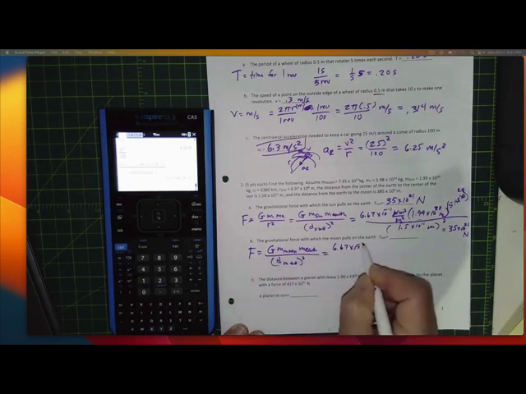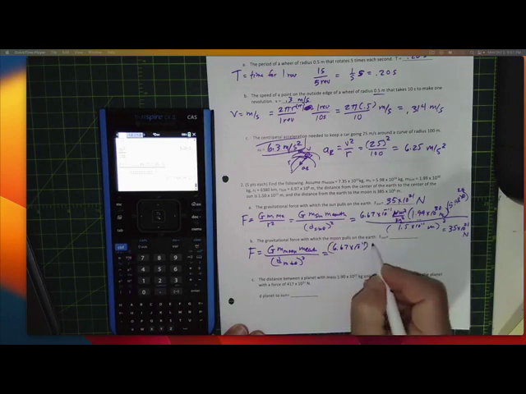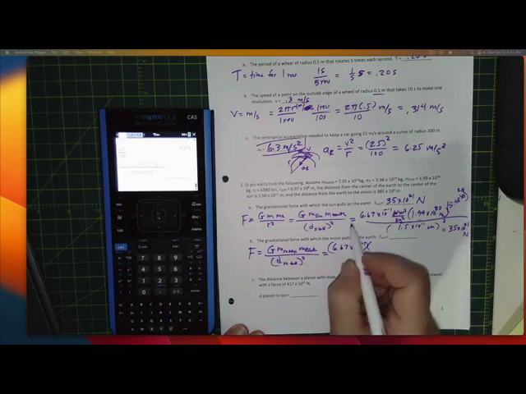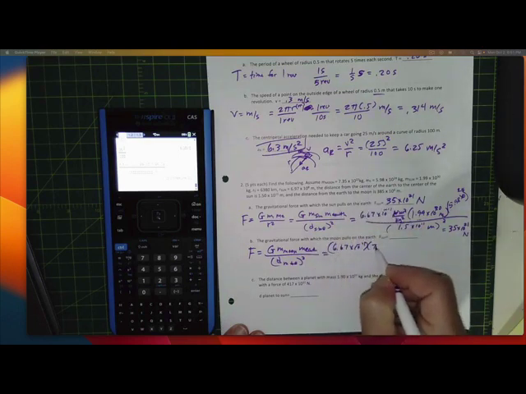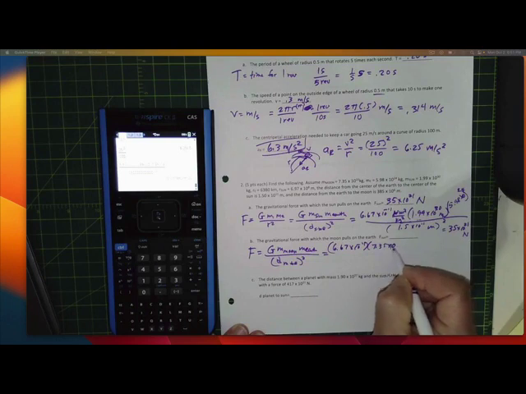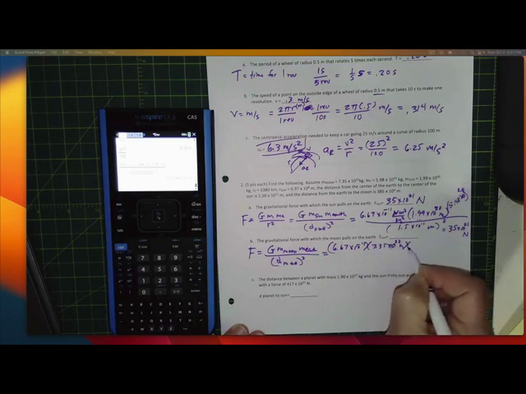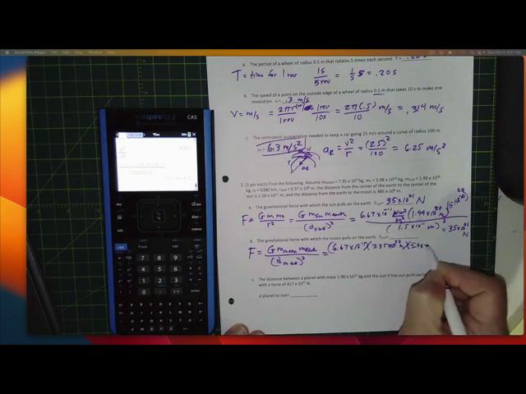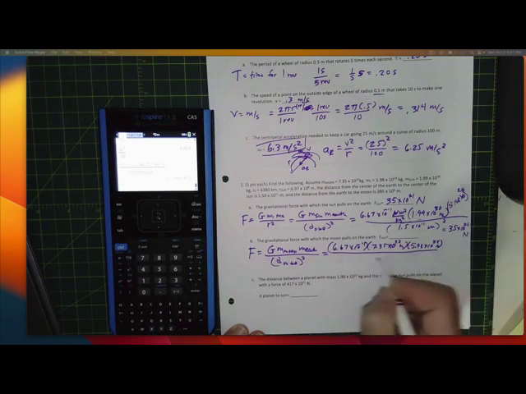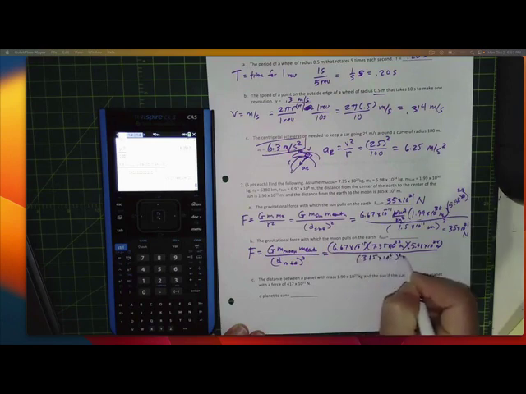6.67 times 10 to the negative 11. Mass of the moon, 7.35 times 10 to the 22. Mass of the Earth, we just had it, 5.98 times 10 to the 24. And then we divide by the distance from the Earth to the moon, 385 times 10 to the 6th, squared. Plugging all those in.